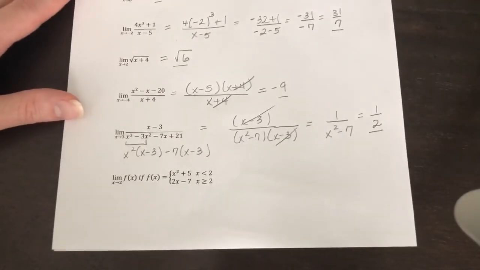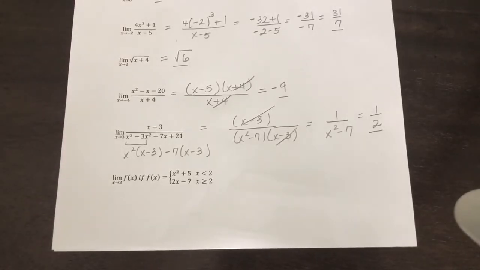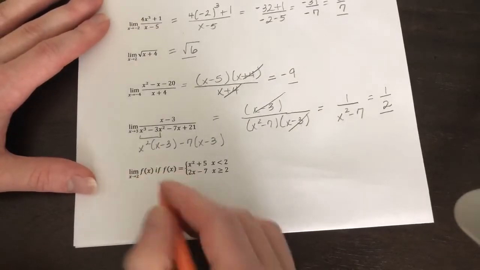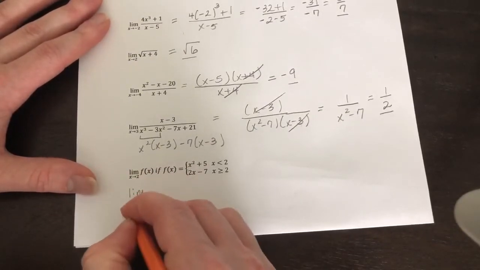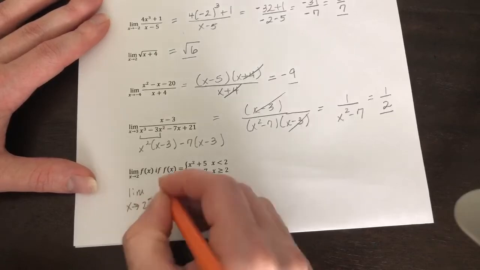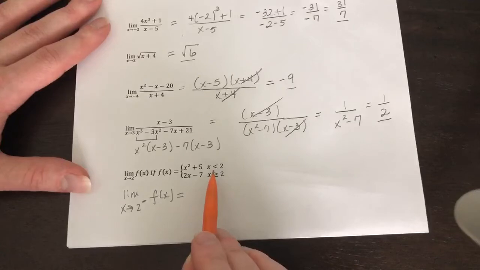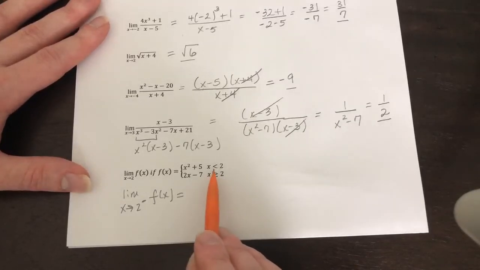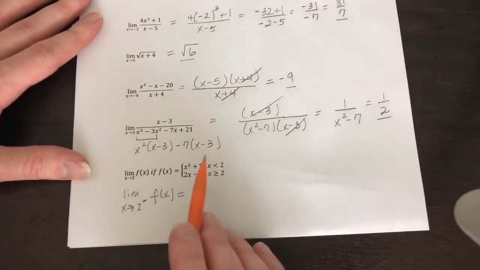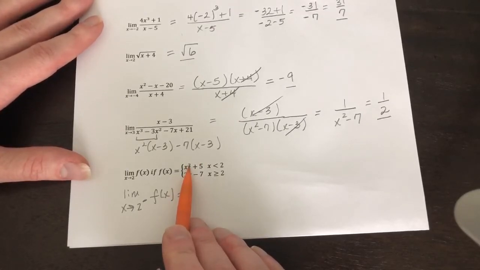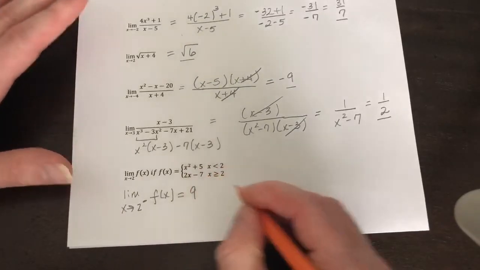Okay, the last function is called a piecewise function. We're going to learn how to graph piecewise functions in the next week or so, but I'm going to teach you how to do the limit stuff. So previously we said that the limit as x approaches 2 from the negative side means we're coming from the left-hand side. So that's what this means. The less than branch is your left-hand branch. So I'm going to plug in a 2 into this top branch. 2 squared is 4, 4 plus 5 is 9.